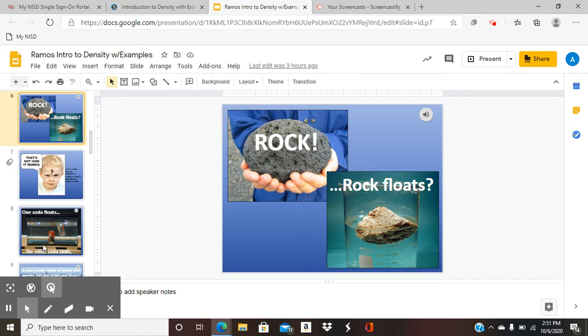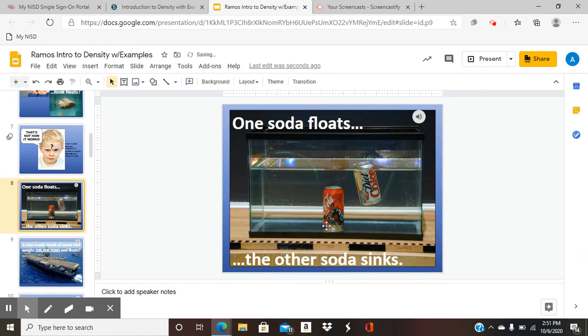most rocks. The soda, the Diet Coke, and the regular soda, think about the sugar. Do they use the same kind of sugar in the sodas? So maybe that's the reason why one floats and the other sinks. One's less dense than the other.